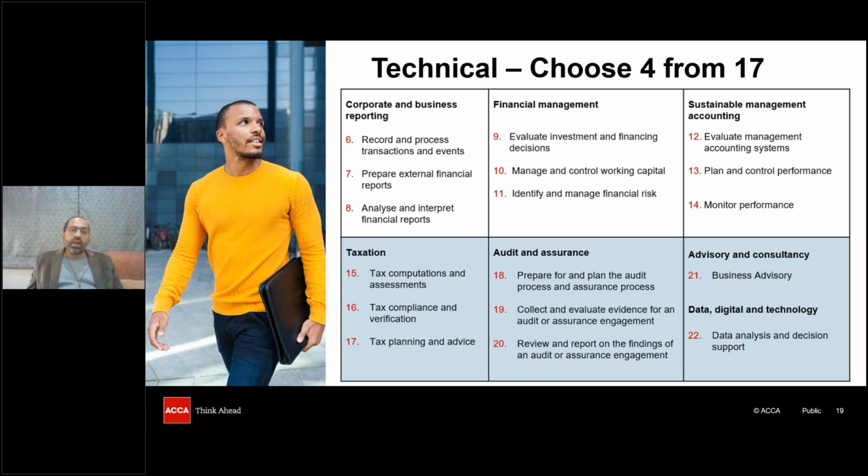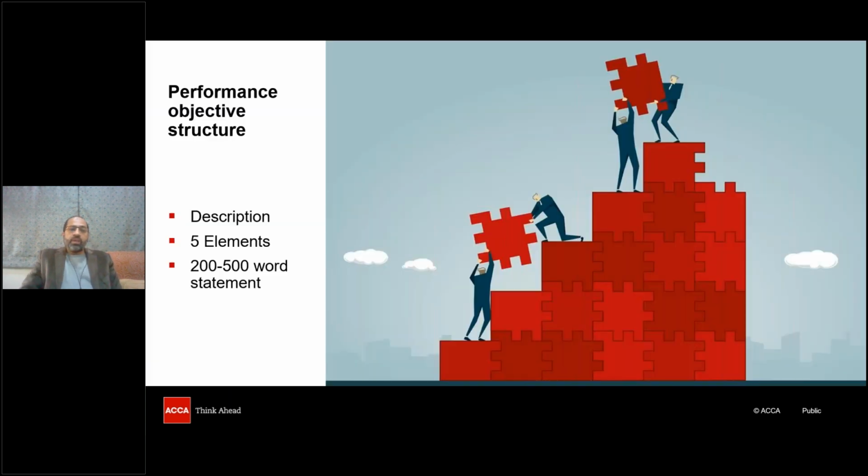I would say ideally you should look at a minimum of 2. I mean, 2 is a minimum, 2 to 3 roles, but do not spread yourself too thin across different performance objectives. Okay, now each performance objective has multiple elements in it.